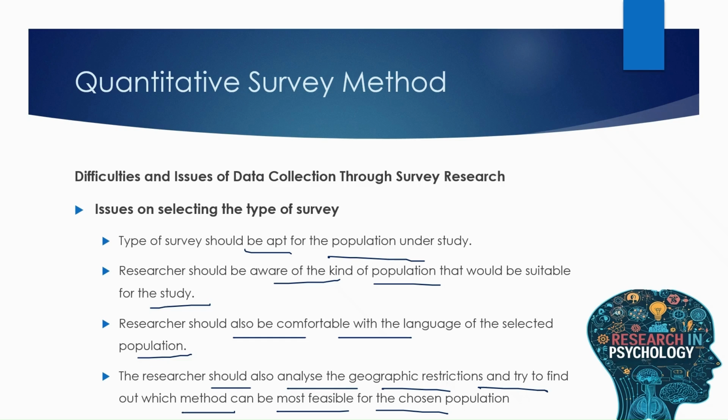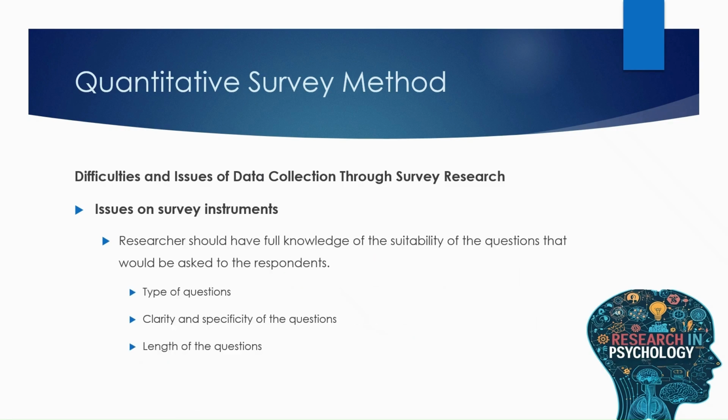Again, there can be internet disruptions, like there may be internet blackouts. So you need to consider all of these things while choosing the type of survey that you want to conduct, right? Then the next is issues on survey instruments.